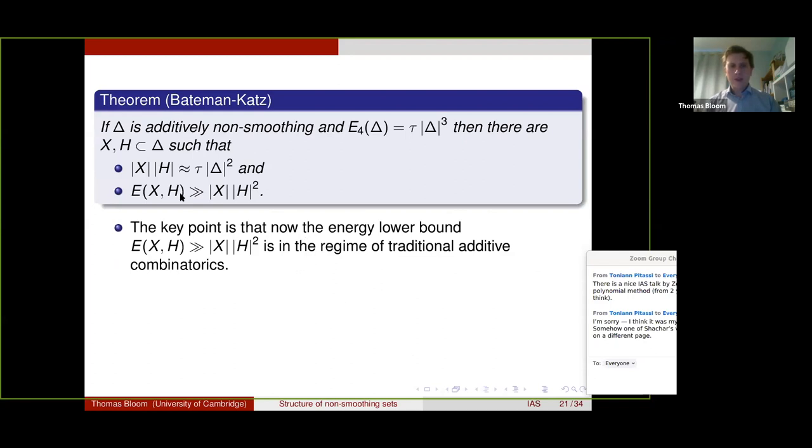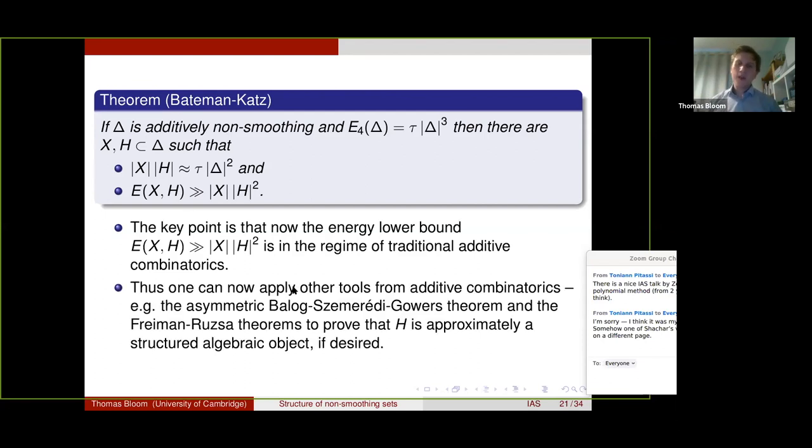And the key point of the conclusion of this theorem is that the energy lower bound, of x times H squared, is now once again in the regime of traditional additive combinatorics. So once you've applied this kind of non-smoothing structural result, you can start to bring in all your other toolkits from additive combinatorics, like the asymmetric Balog-Szemerédi-Gowers theorem, the Freiman-Ruzsa theorems, etc. So you can do a lot with this conclusion once you have it. You can assume that H is in fact approximately a subgroup itself, for example, if you desire. So depending on your application, there's a lot you can then do with it.